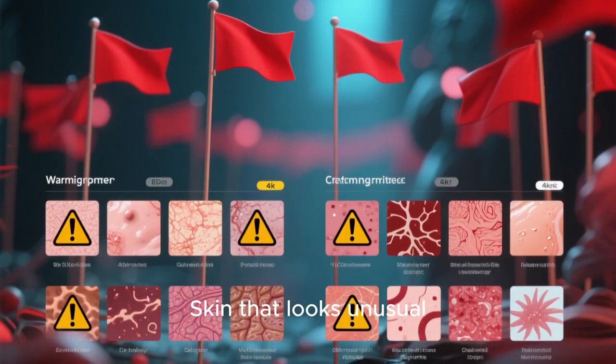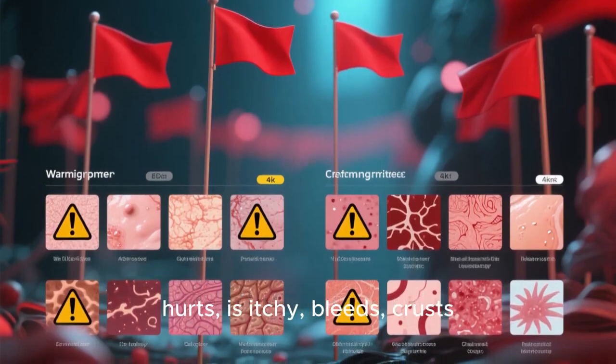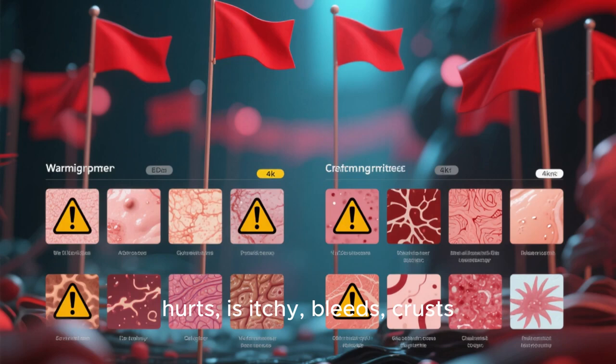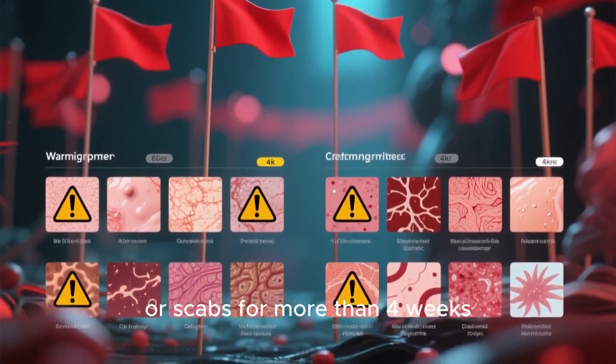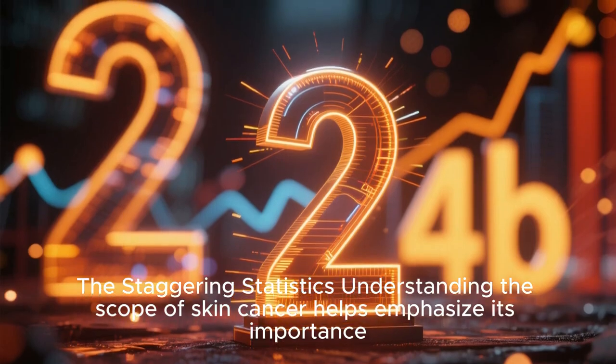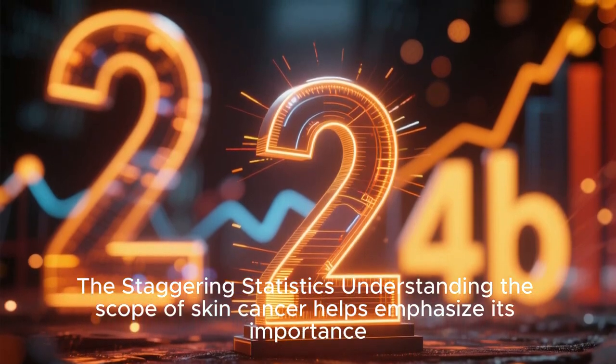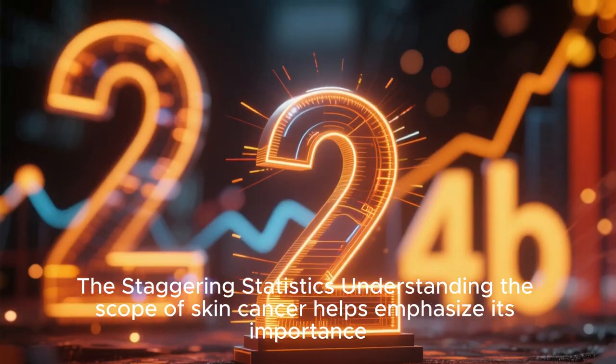Skin that looks unusual, hurts, is itchy, bleeds, crusts, or scabs for more than 4 weeks. The staggering statistics. Understanding the scope of skin cancer helps emphasize its importance.